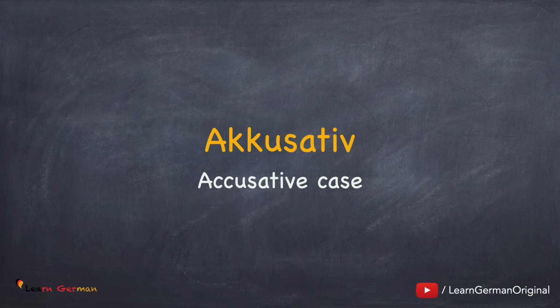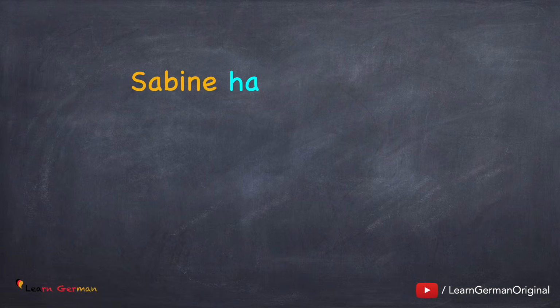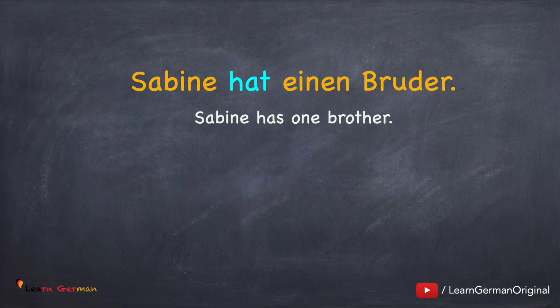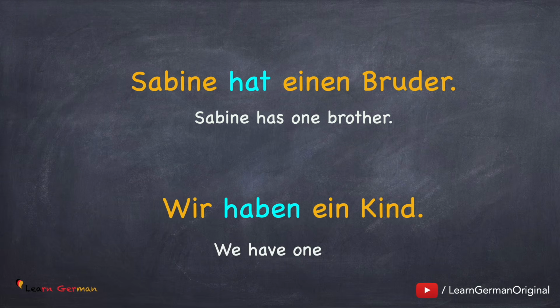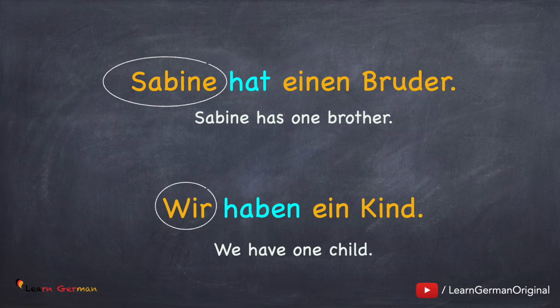Akkusativ. Let's take two sentences to understand this. Sabine hat einen Bruder. Wir haben ein Kind. We have already learned that every sentence has a subject. In this case, Sabine and wir. And subject is always in nominative. In some sentences, there is also an object, like in these two.